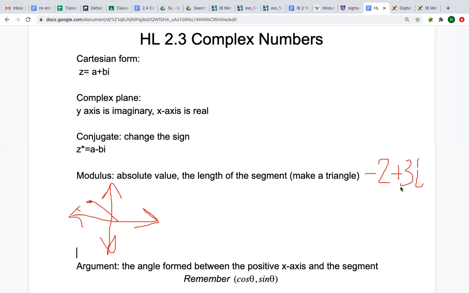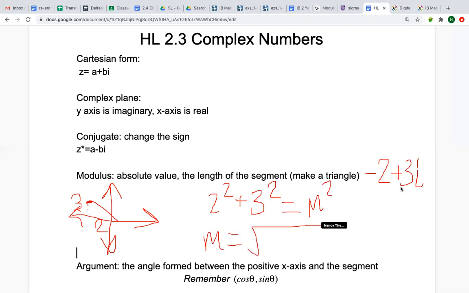This is composed by the point, the height, if you were to create a triangle out of this, would be 3. And the distance here would be 2. Even though I know it's -2, the absolute value would be 2. So the modulus is the length of that segment. If you think about making a triangle, this would be 2 squared plus 3 squared equals your modulus squared. And then your modulus is equal to the square root of 2 squared plus 3 squared. If you recognize that, that's just your distance formula, but in case you'd never thought about where your distance formula comes from, that's where it comes from. So this is the square root of 13.